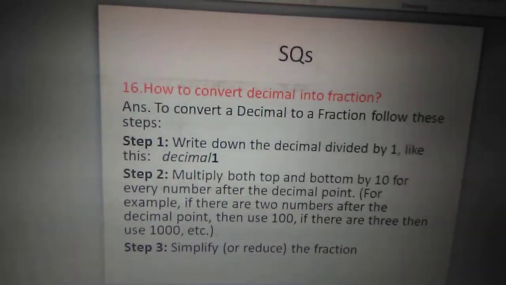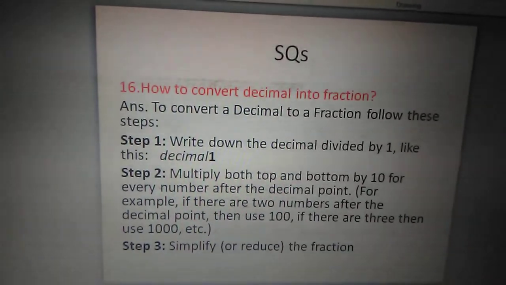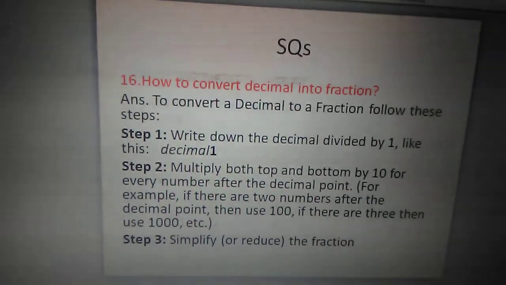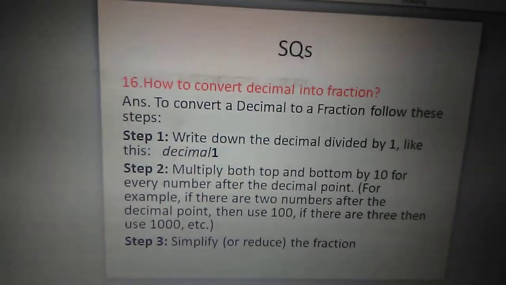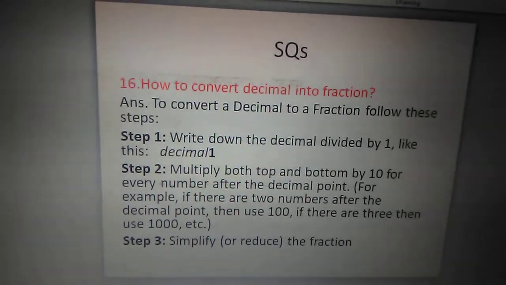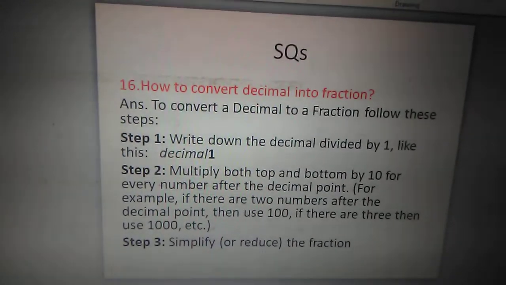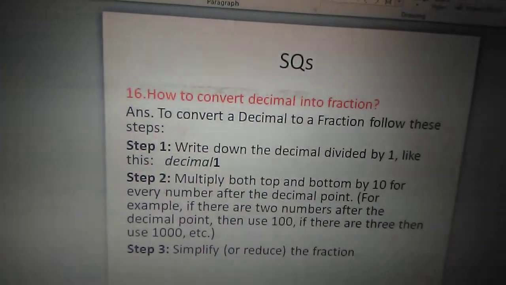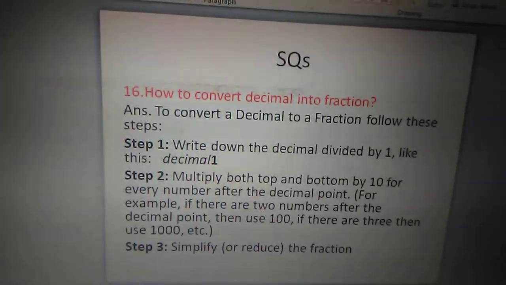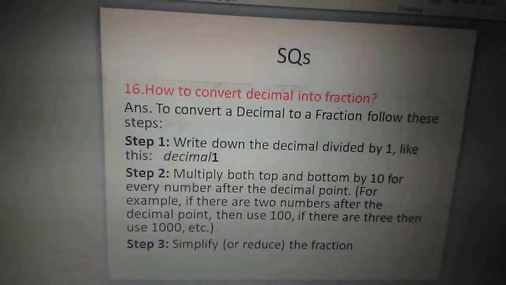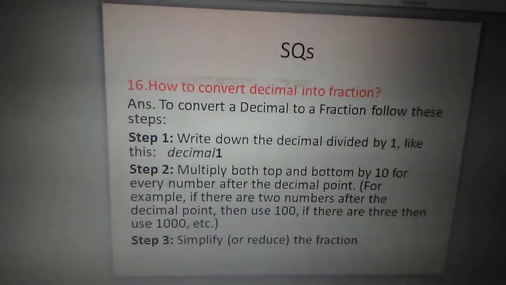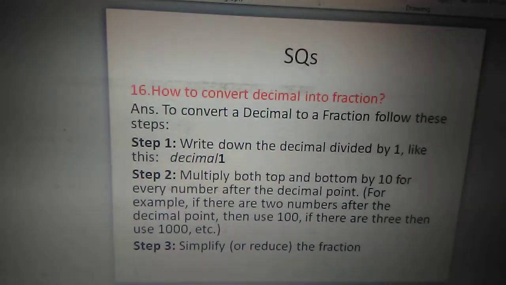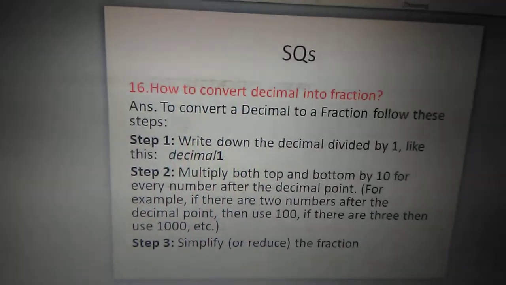So look here, to convert a decimal to a fraction, you have to follow these 3 steps. Step 1, write down the decimal divided by 1. At first you write the decimal number and below it you write 1. That means the numerator will be the decimal and the denominator will be 1. This is the first step.